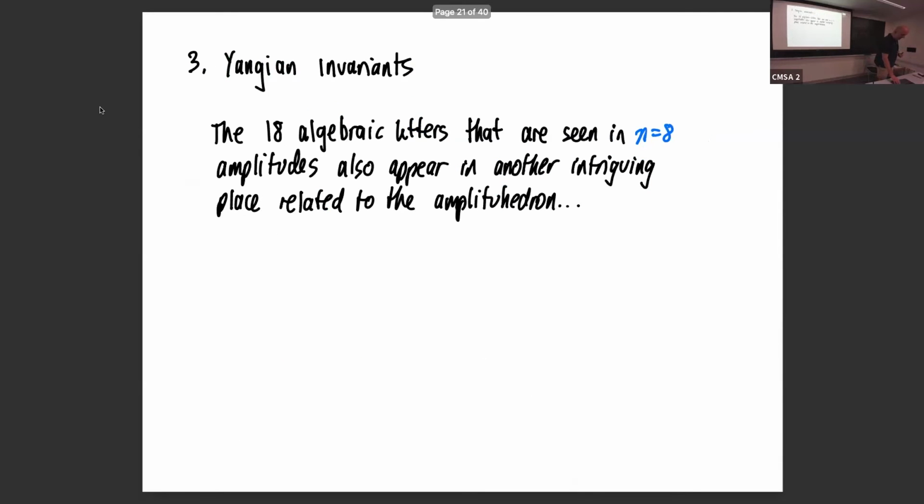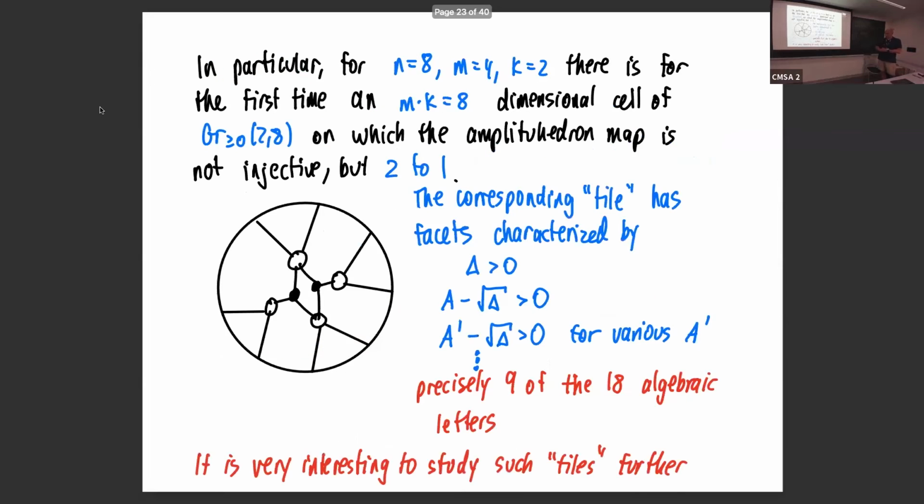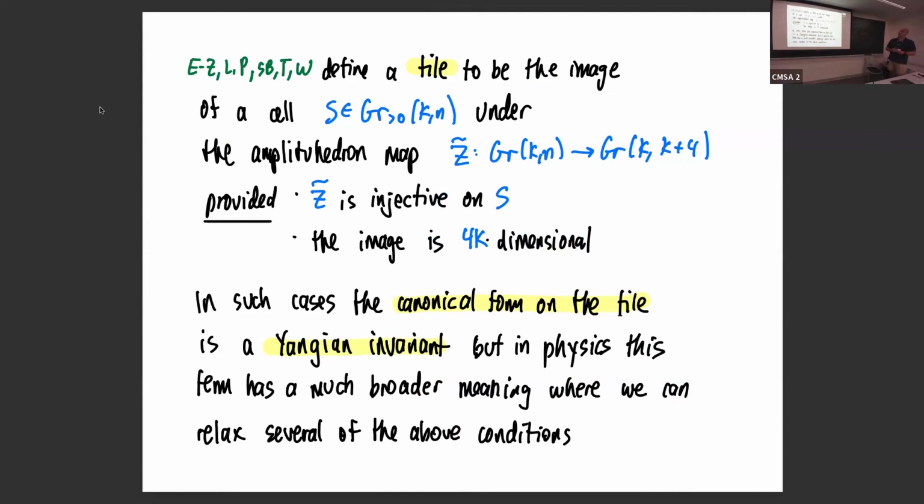So how that works is as follows. As we'll hear more this week, our friends Evan Zohar, Leclerc, Parisi, Sherman Bennett, Tesler, Williams define a tile to be the image of a cell of the positive Grassmannian under the Amplituhedron map, which is defined by multiplication by the matrix Z, provided a couple of additional criteria are satisfied. Number 1, they demand that the Amplituhedron map be injective, and number 2, that the image be 4K dimensional.